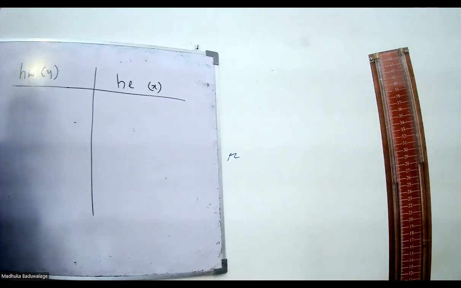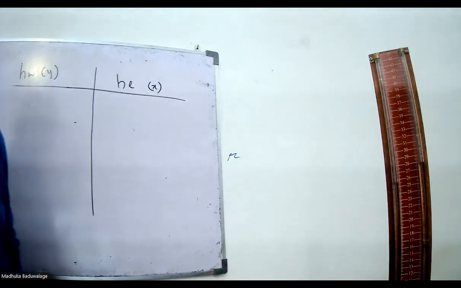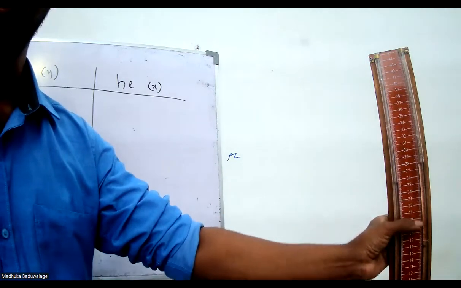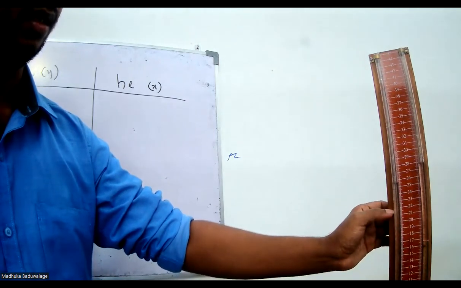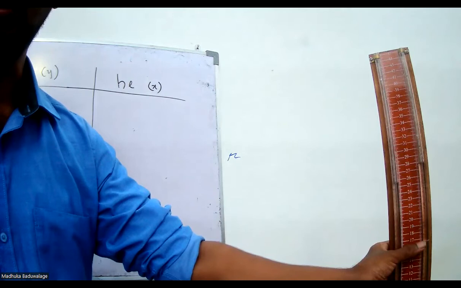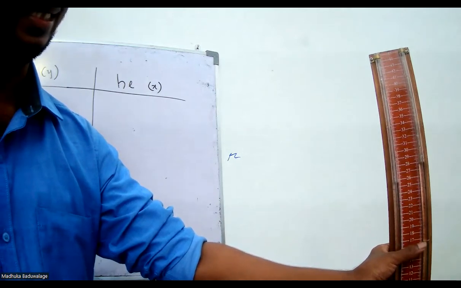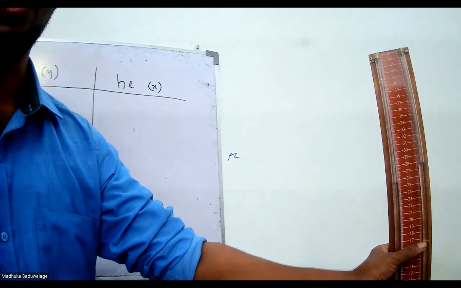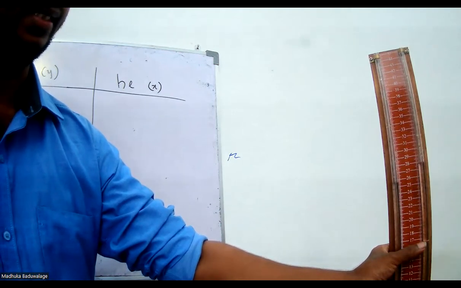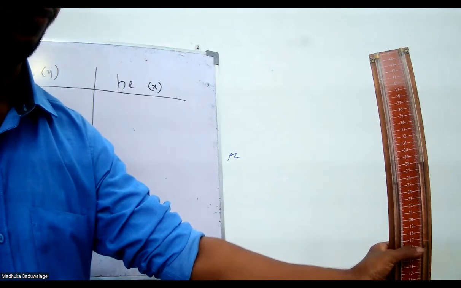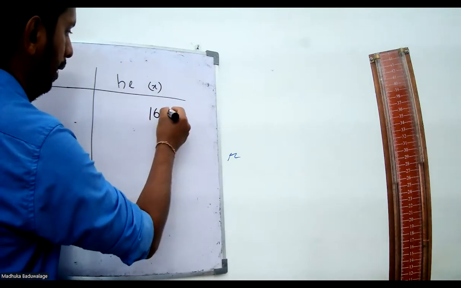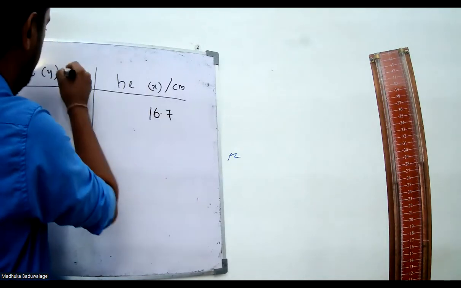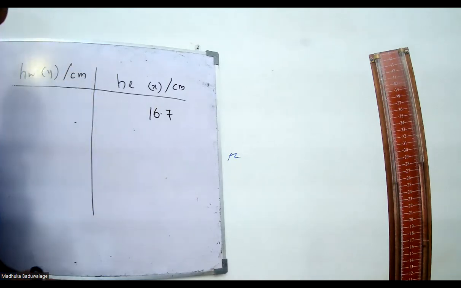Now we are going to get the first reading in this experiment. Here we have to measure the height of the kerosene oil column versus the height of the water column from the common interface. Now you can see this is the common interface. This is the layer separation of both water and kerosene oil. The position here is 16.7. 16.7 centimeter is the position of the common interface.